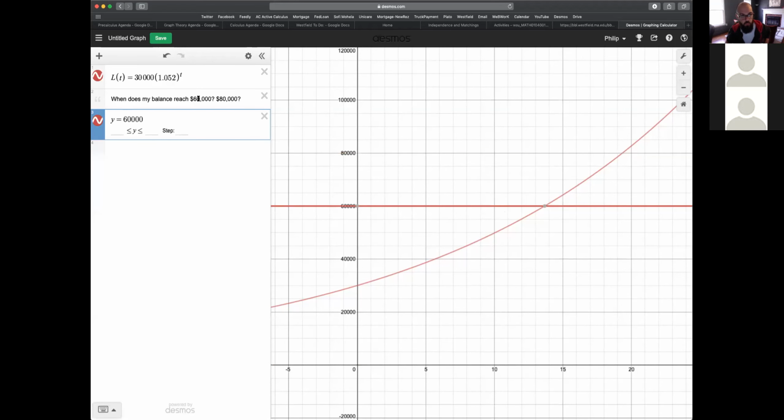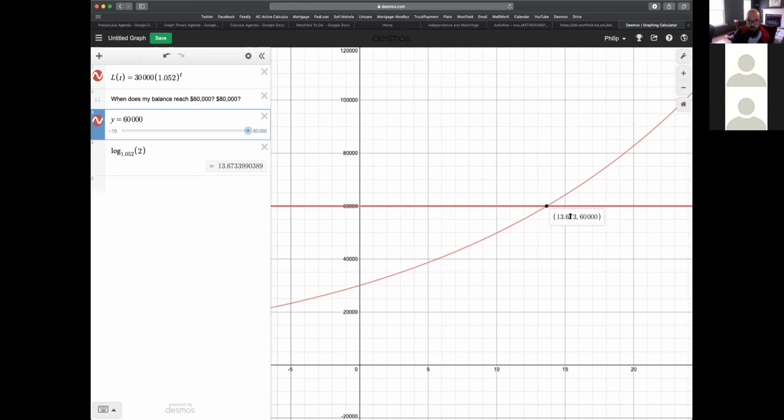Okay, so over here, we answered this question. We said, hey, 13.673, that's what I'm going to have to plug in here for t to get to 60,000. And so what we said, based on our board work, was that if I looked at this number, log base 1.052 of 2, I should get the same result. Okay, so I should get the same answer. And so in some sense I do. If I just look at the graph, it gives me this 13.673, so it gives me out to 3 decimal places. Now if I look at the logarithm, if I look at this answer, it gives me 13.673, but then it also gives me a lot more precision here. So I can get more decimal places, I can have a more precise answer by doing it out this way in general, okay?